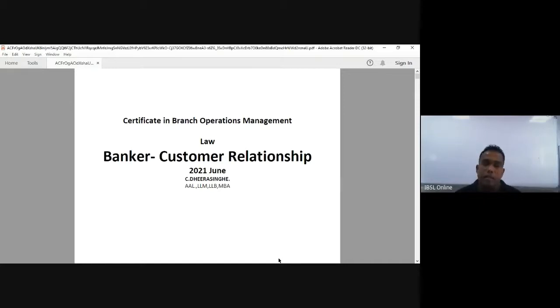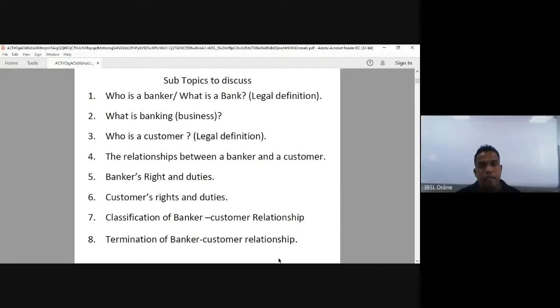The banker customer relationship. We are going to study the legal background of banker customer relationship. That is the idea. So to understand this, the law related to banker customer relationship, I have divided the main topic into several subtopics. This is to understand this concept or the law easily. So I have given here 8 subtopics. Those are the topics that we are going to cover.